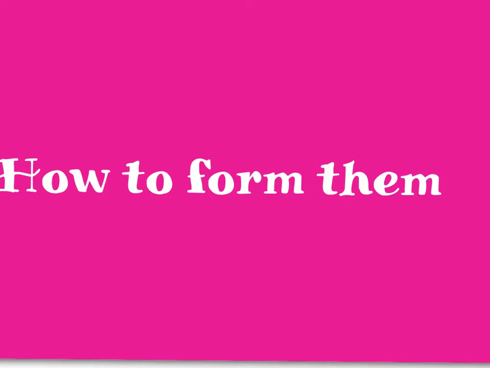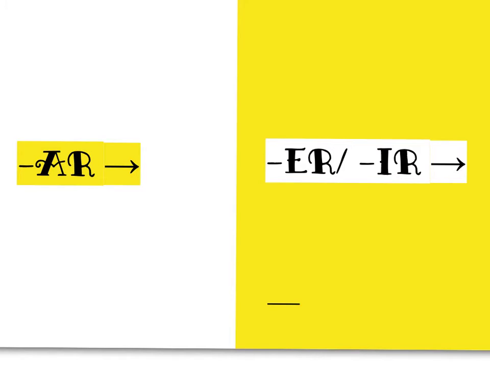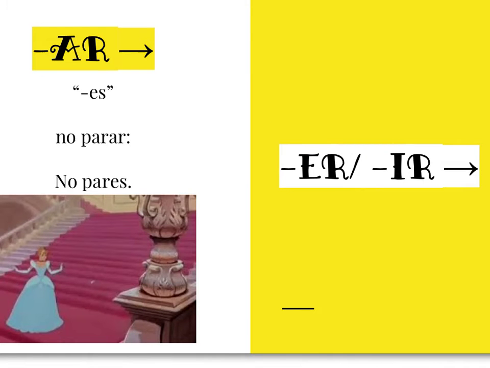Now we get a little bit more complicated in how we form the tú commands in the negative. If the verb ends in AR, it's going to be different than if they end in ER or IR. So if it ends in an AR, you take the root of the word, take off your AR ending, and add ES. So parar, to stop. I take off AR, and then I add my ES. No pares, don't stop.